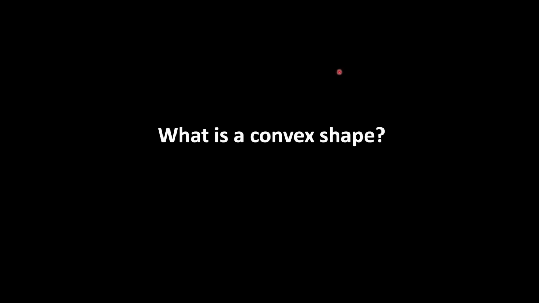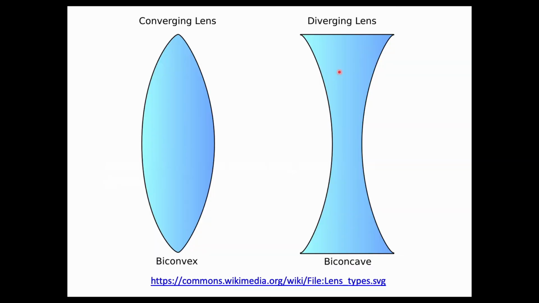So what is a convex shape? You've probably seen convex versus concave lenses. For example, here on the left we have a biconvex lens, which means on both sides we have this convex shape that's bulging out toward the middle. And then on the right we have this biconcave lens, which means on both sides we have this curve inward. We're going to get more precise and mathematical about what we mean by convex.